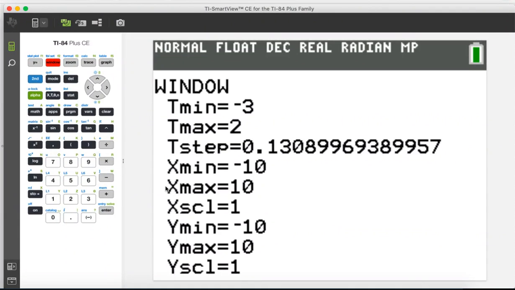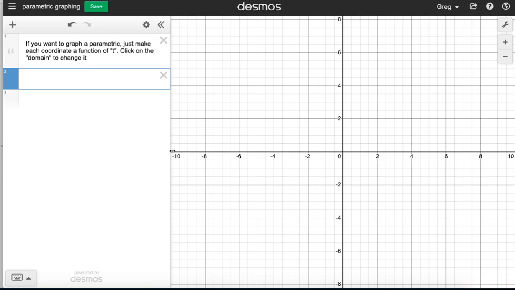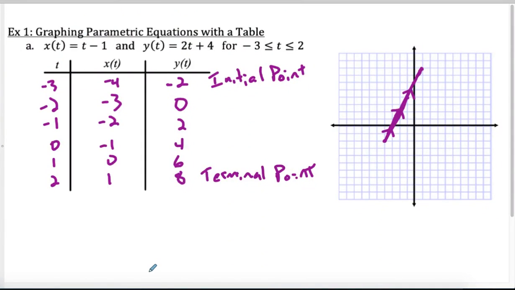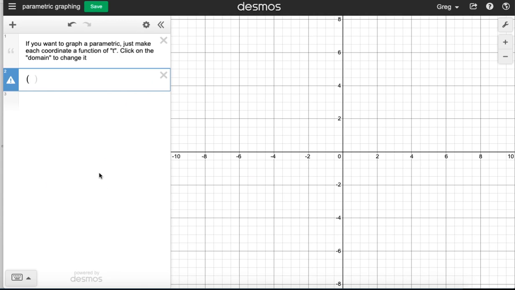Okay, so to graph using Desmos, what we need to do is type this in like it is a coordinate point. Okay, so I'm going to type in a point, and for my x coordinate, I'm going to put my equation in terms of t. So for this one, if I want to do t minus 1 for my equation, I'm just going to type in t minus 1 here, and then comma 2t plus 4. And that gives me my parametric curve.